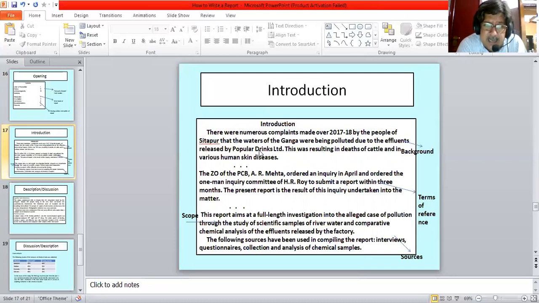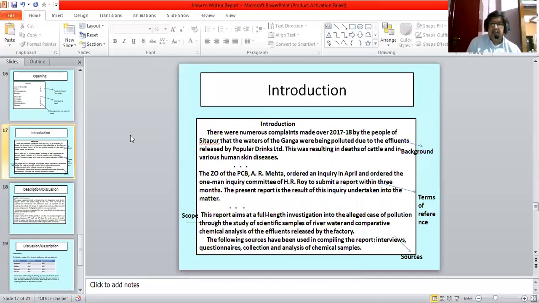Then, of course, something about the scope of the report. This report aims at a full-length investigation into the alleged case of pollution through the study of scientific samples of river water and comparative chemical analysis of the effluents released by the factory. So, a study of the samples, a scientific study. This is the scope of this particular report, and no more than that, really. Also, the sources which are used in collecting data, that is also mentioned in the introduction. The following sources have been used in compiling the report: interviews, questionnaires, collection and analysis of chemical samples, and so on.